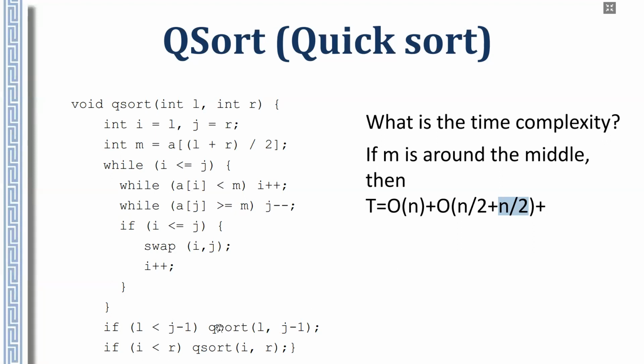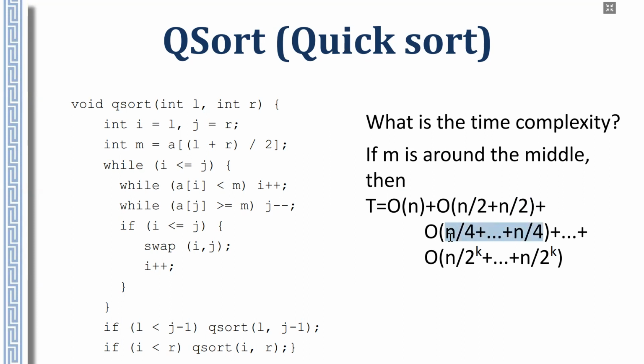Each of them also invokes QSort for two parts, left and right, and we have parts of size n over 4 and n over 4, and for this one, n over 4 and n over 4. There are 4 such summands, and so on. Each of them is divided into 2 parts. After k phases, we have segments of size n over 2 to the k, and there are 2 to the k different segments.